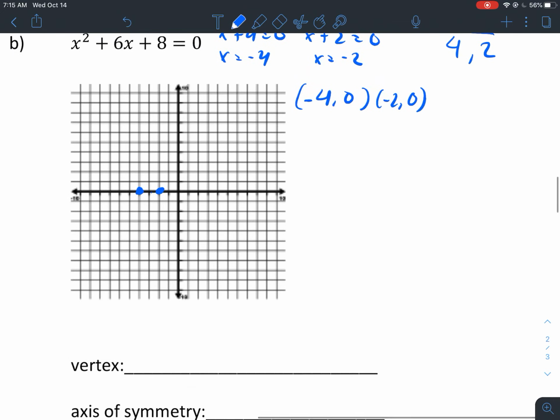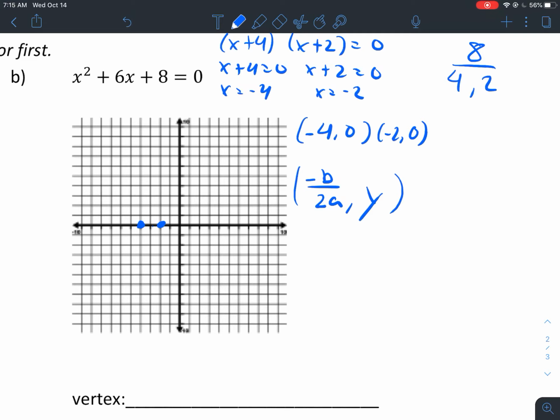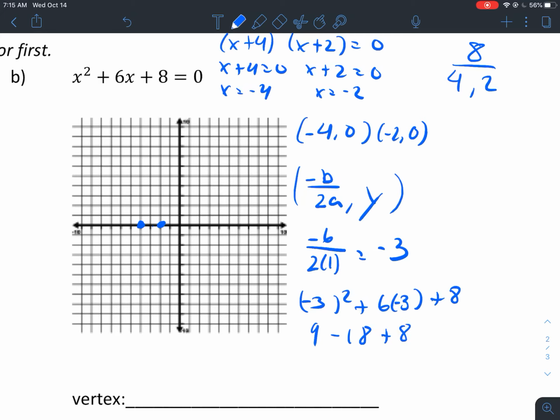And let's go ahead and find out the vertex. So again, we're going to do negative b all over 2a, comma y. Our b is 6. So we're going to do negative 6 all over 2 times 1, which is going to give us a negative 3. So I'm going to plug in a negative 3. So we get negative 3 squared plus 6 times negative 3 plus 8. So we get 9 minus 18 plus 8, which is going to give us a negative 1.